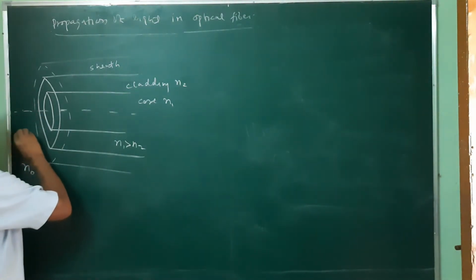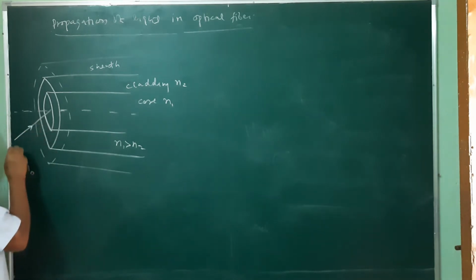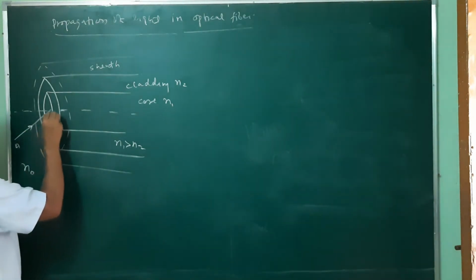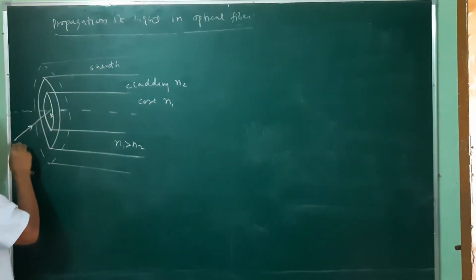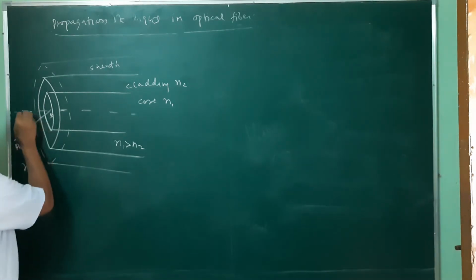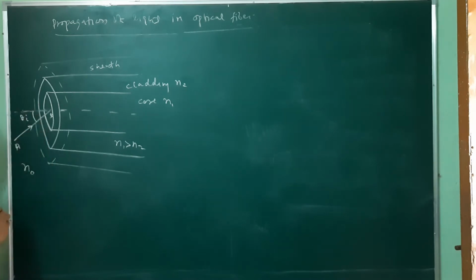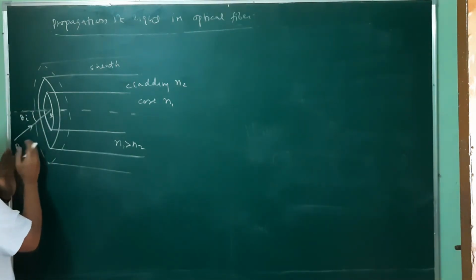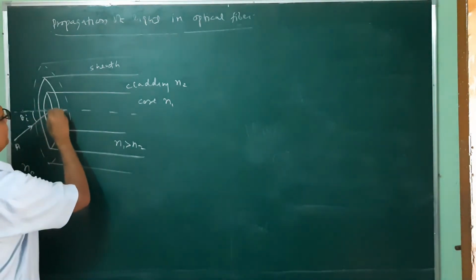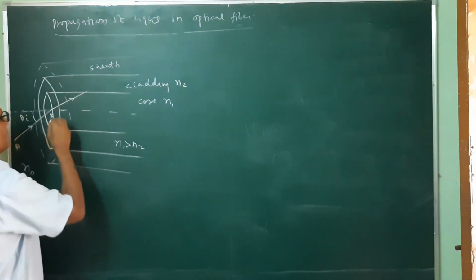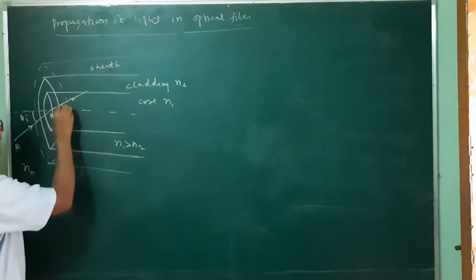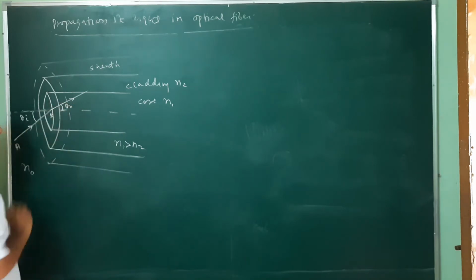So let's say one light ray A, B is incident on this launching end with this angle theta I, which is the angle of incidence. This is the rare medium, this is the denser medium. So after refraction, this will bend towards the normal. So this angle is theta R.